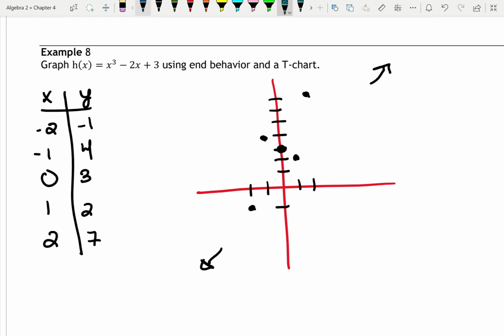So now we can just try to connect the dots. I start off at this arrow down here. I go through that point. I have to touch the x-axis. I turn there, turn back. I'm coming back up. So I should probably take off this and say that it goes down faster. And there we go. That's our graph.